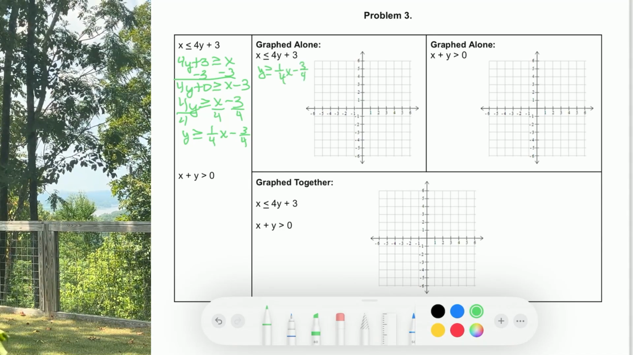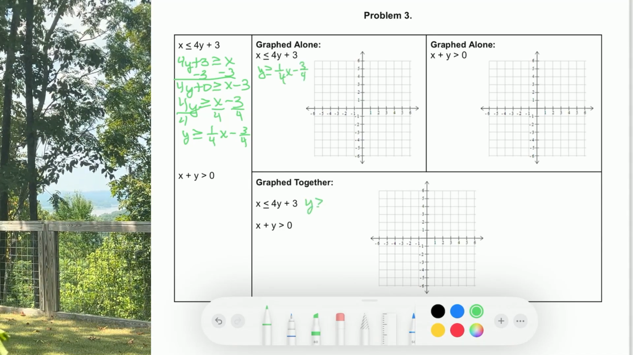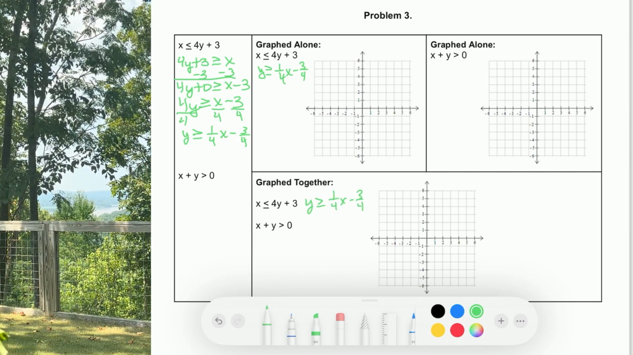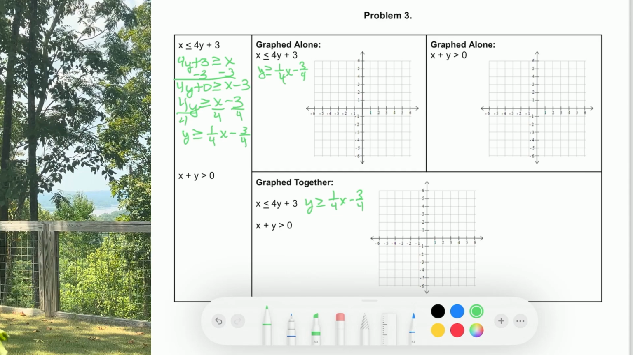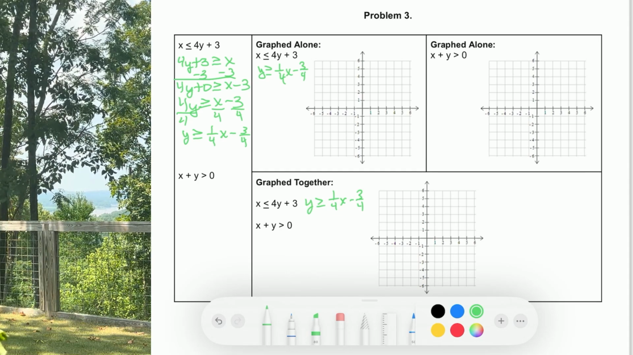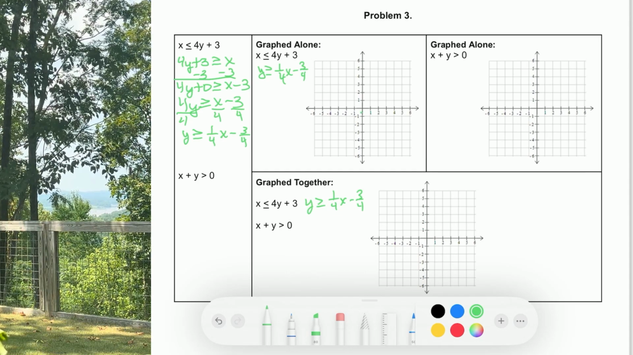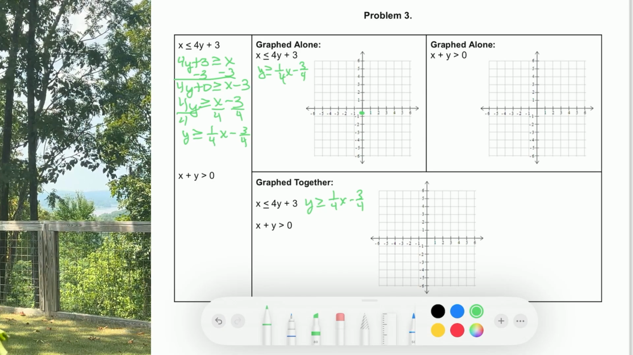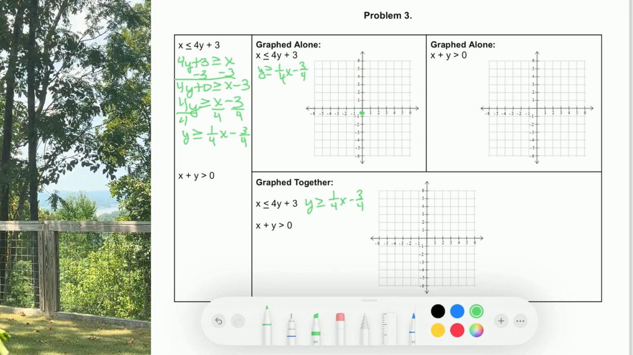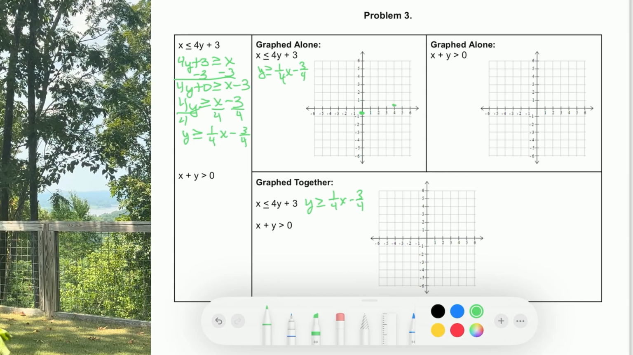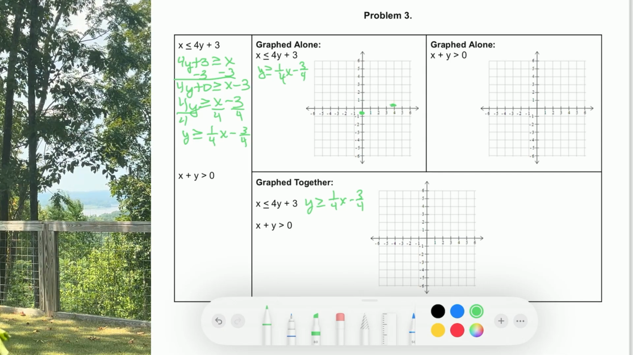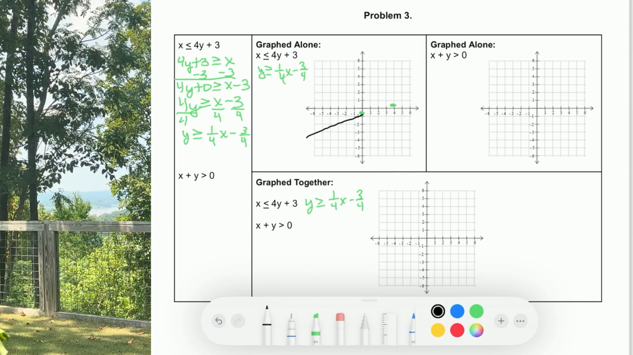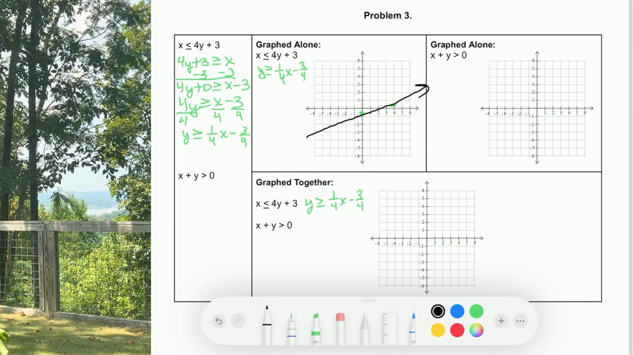I'm also going to write that right here so that we can use it later. All right, let's go ahead and graph this. We're going to go down to -3/4. That's between the 0 and the 1. It's not quite to 1. I need to go up 1 from there and then over 4. So we're going to be roughly right here. I have an or equal to, so I'm going to connect them with a solid line like this.